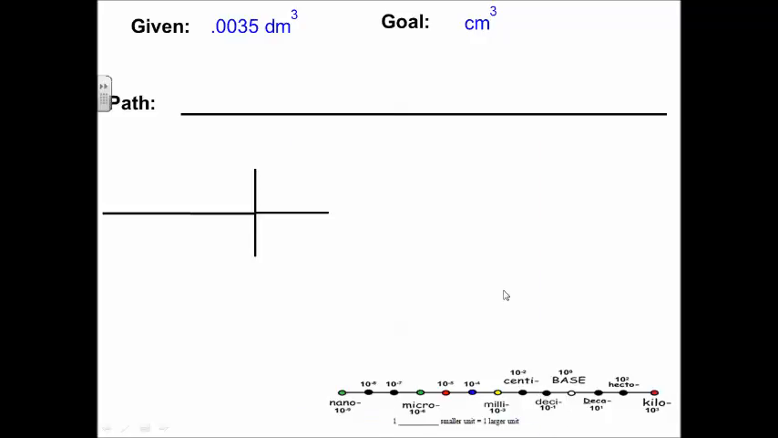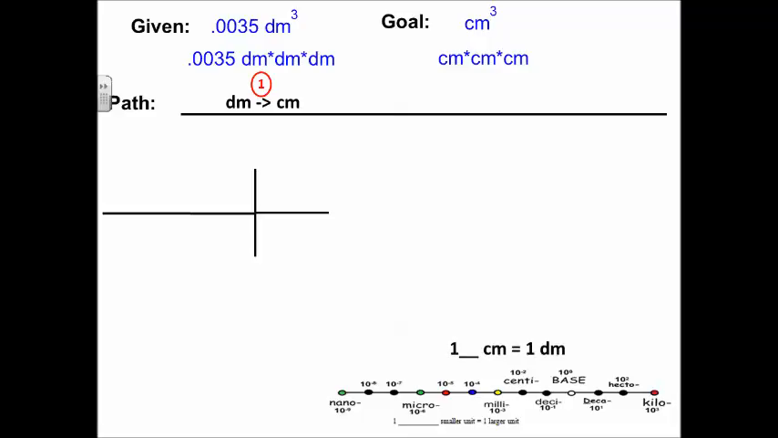So let's go ahead and start on this question. Just like we did in the previous problem, we don't want to write decimeters cubed. We want to write that the long way. So 0.0035 decimeters times decimeters times decimeters. And same thing, centimeters times centimeters times centimeters. Now we need a path. It's just a one-step problem. We're just converting decimeters to centimeters. We just might have to do that a few times. So we're going to have one step, which means we need one conversion.